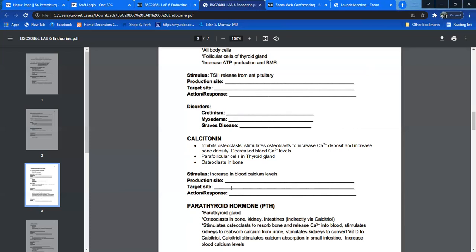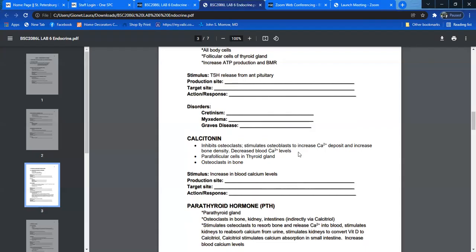The target site are osteoclasts in bone, as well as osteoblasts in bone, really. And the action or response is it inhibits the osteoclasts, it stimulates the osteoblasts to increase calcium deposition and store it in bone, and thus we decrease blood calcium levels. So remember, calcitonin works in opposition to parathyroid hormone. If the calcium levels are already high and osteoclasts break down bone and put calcium in blood, then we certainly want to inhibit the osteoclasts so they don't continue to add more calcium into the blood.